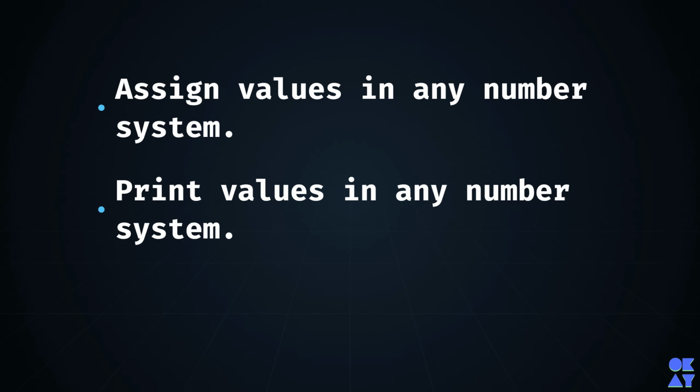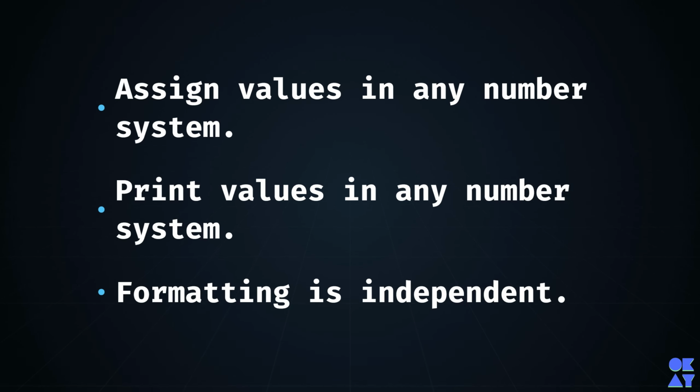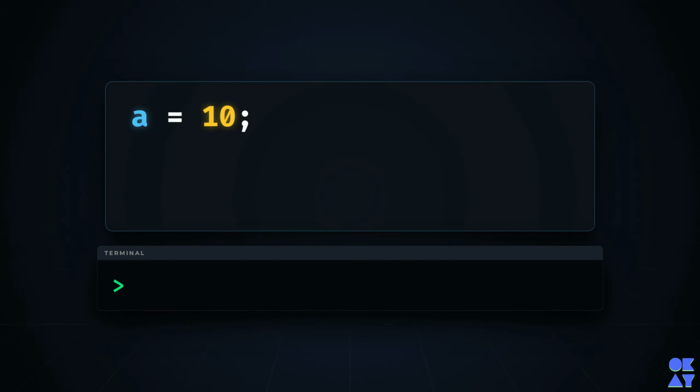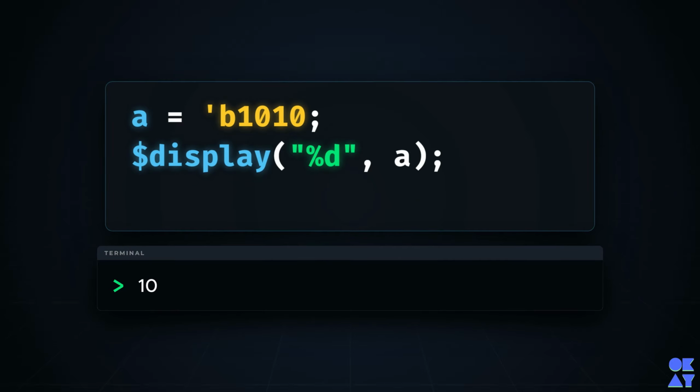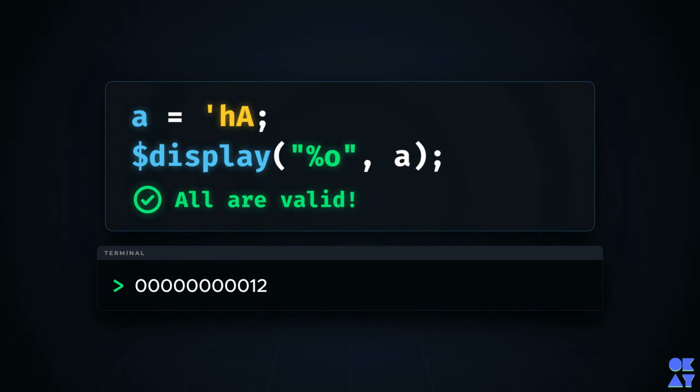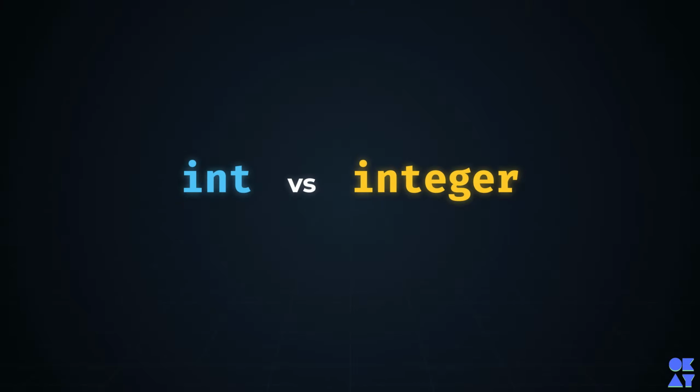So the important point is, you can assign values in any number system. Assignment format and printing format are independent. Examples, A equals 10, display %b. A equals 'b1010, display %d. A equals 'hA, display %o. All are valid. One more important point. Int and integer are slightly different in SystemVerilog. We will learn the differences in upcoming classes.